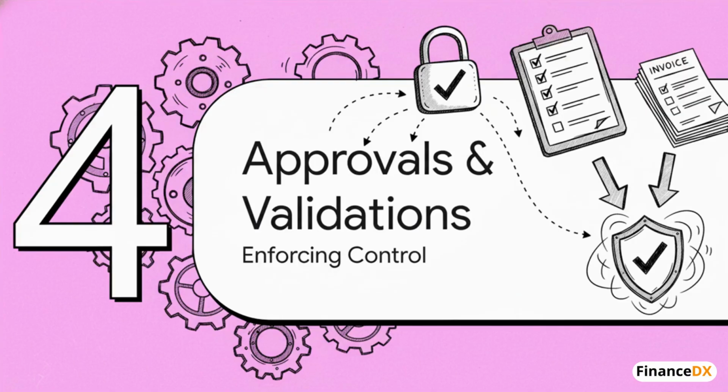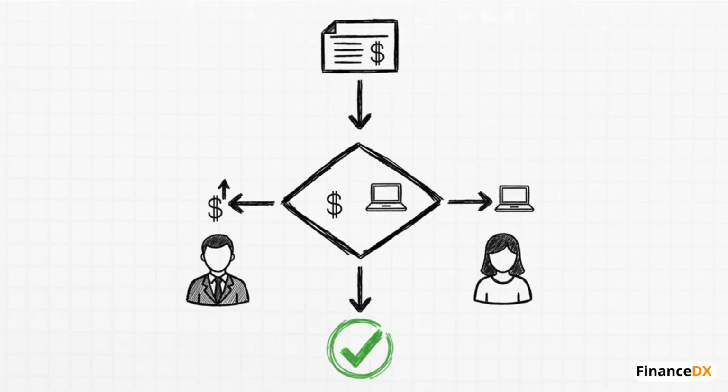That's where we build in an even stronger layer of automated control, and we do that through approvals and validations. Yeah, this is all about making sure the right people authorize the right spending. The workflows are built on these digital rules. So an invoice for over, say, $10,000, it automatically routes to a director. A software purchase, it goes straight to the head of IT. Your company's policies get enforced automatically every single time.